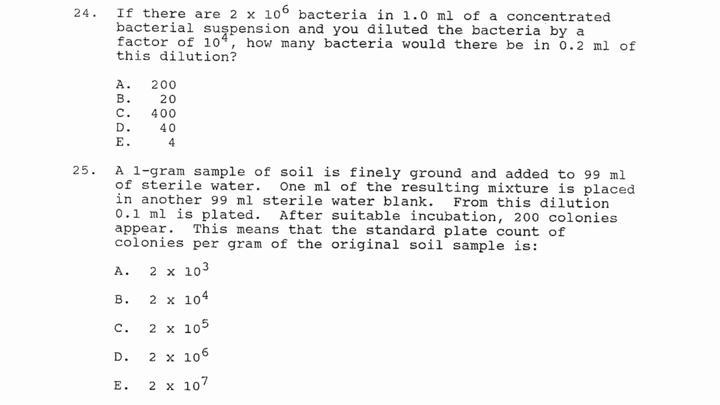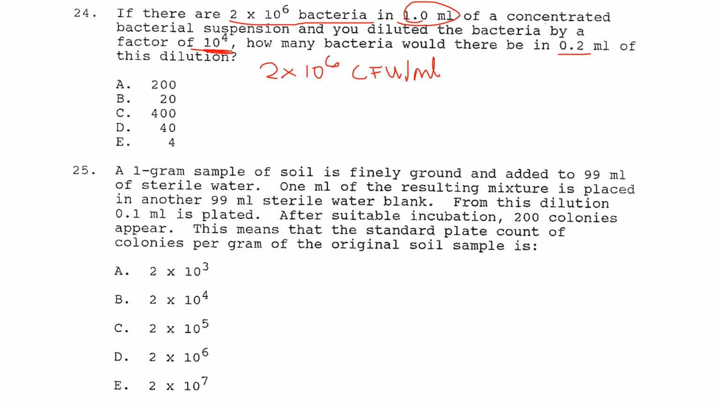Okay, cool. So there are 2 times 10 to the 6 bacteria in 1 mil of suspension. You dilute the bacteria by a factor of 10 to the fourth, right? How many bacteria would there be in 0.2 mils of this dilution? So this is maybe a little more complicated than the problems we've seen before, but let's just write everything out, right? So 2 times 10 to the 6 is what we start with. We just write the units so that we're clear. So we have 2 times 10 to the 6 CFU per mil, right?